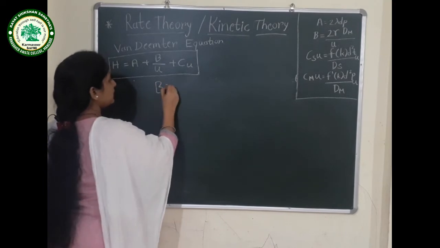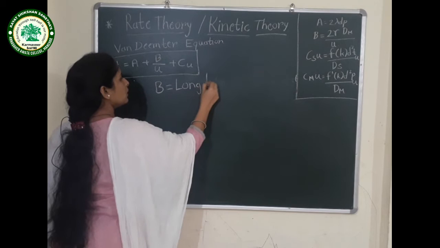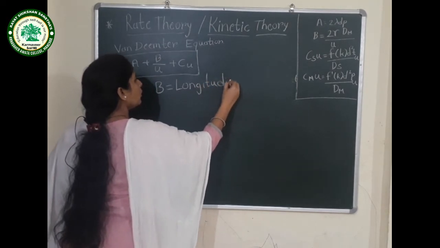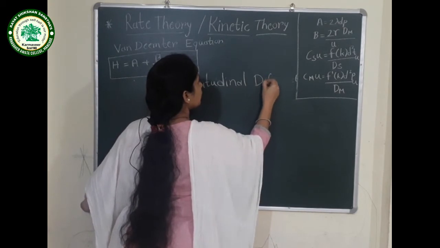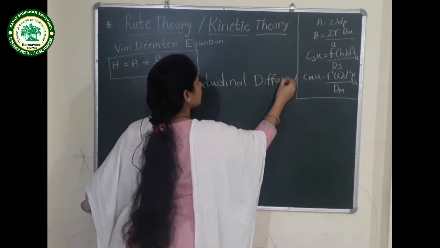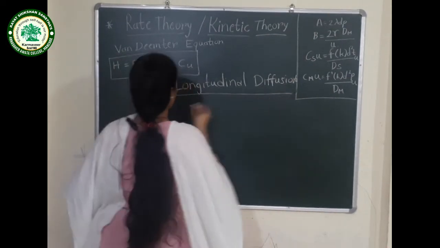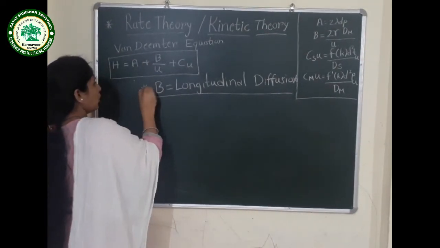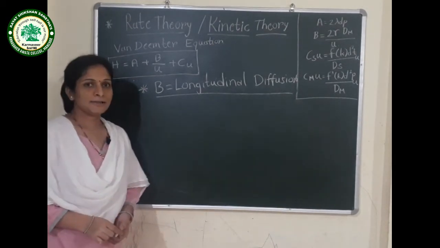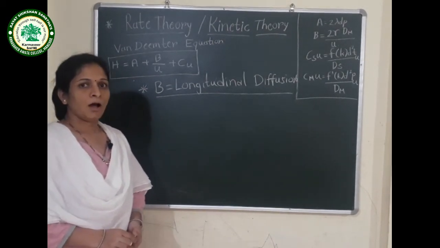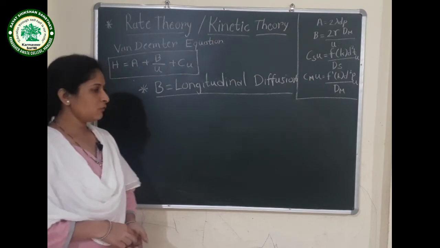Now the B factor is longitudinal diffusion. Now what is this longitudinal diffusion? Diffusion means what? Species travel from higher concentration to lower concentration. That is what? Diffusion.